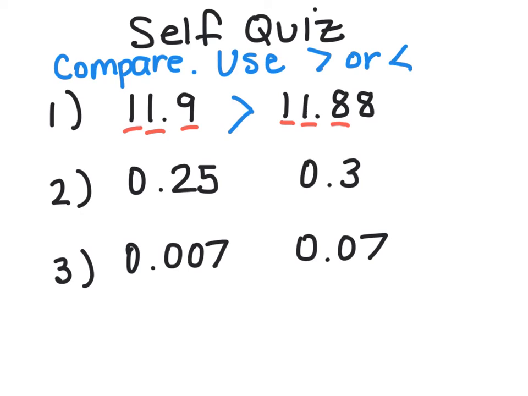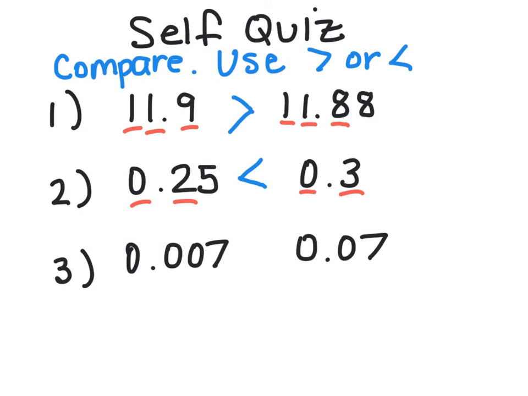Next, we'll start with both have zeros in the ones place. The number on the left has a 2 in the tenths place. The number on the right has a 3 in the tenths place. 3 is greater than 2. So our symbol will be the less than symbol to show that the number on the right is greater than the number on the left.